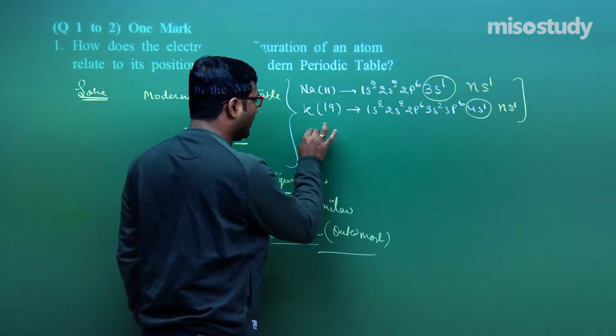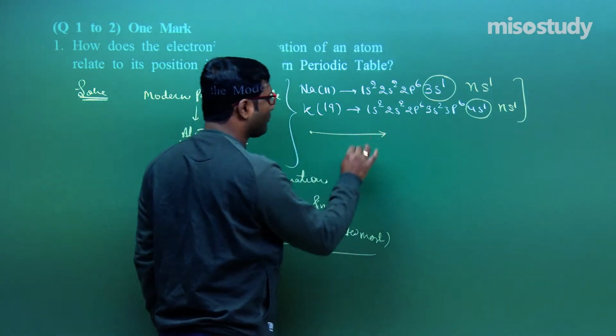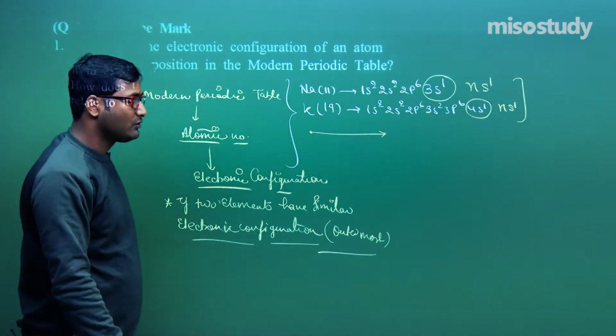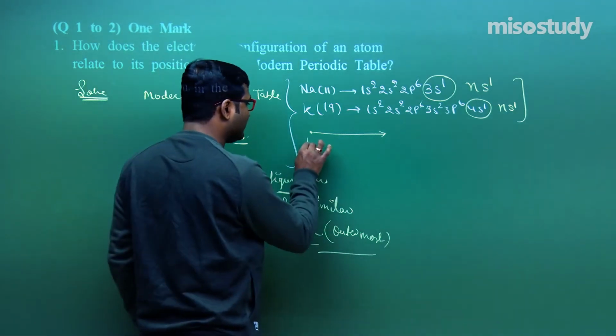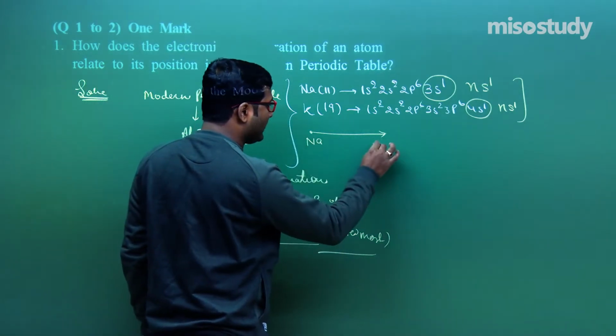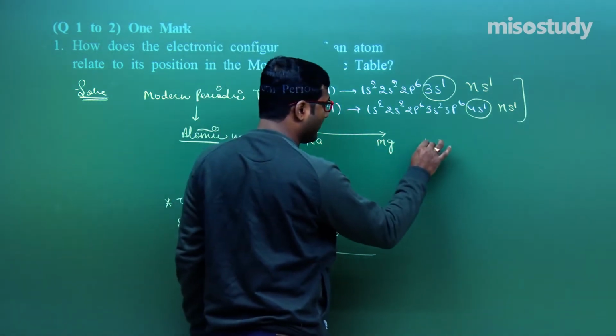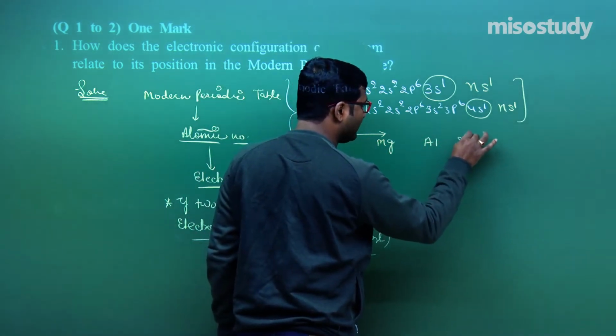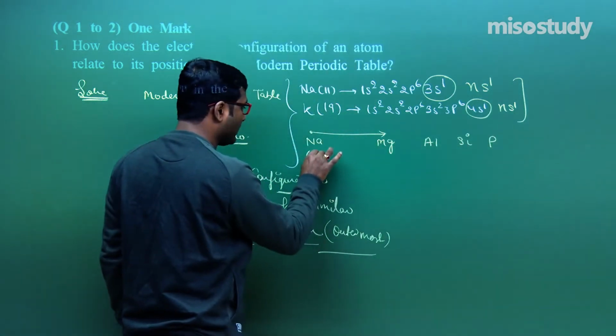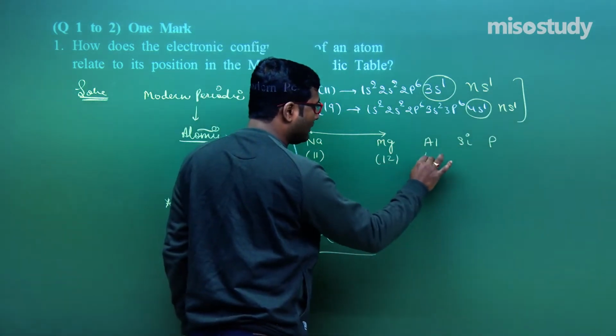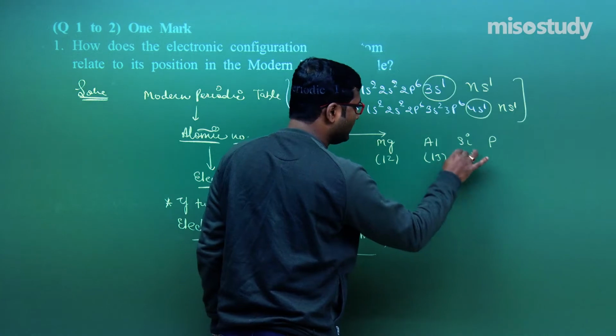If the atomic number increases, that is the number of protons, and if the atom is neutral, then the number of electrons increases, then they are placed in a different group. For example, first comes sodium, then magnesium, then aluminum, then silicon, then phosphorus. Because sodium has atomic number 11, then 12, 13, 14, 15.